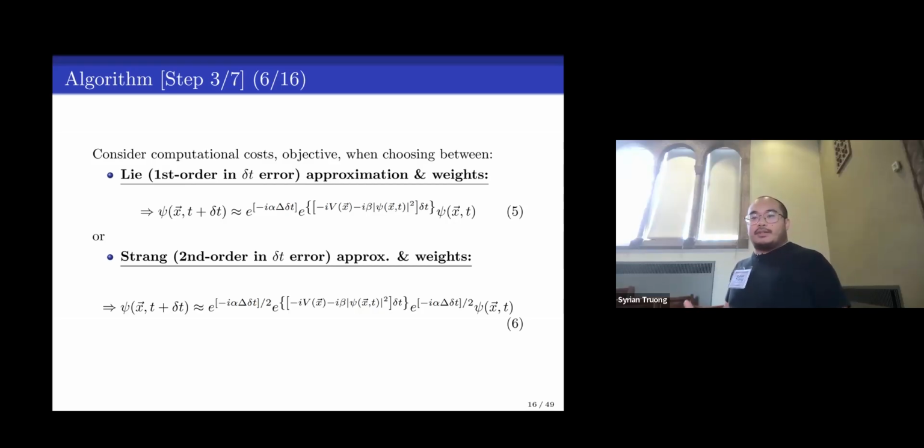You can see that these equations are very similar, 5 and 6. The difference here is that for 5, you do the full time step for the Laplacian operator differential equation and the full time step for the potential and nonlinear term differential equation, utilizing the solution from the Laplacian operator differential equation. But for the Strang one, for the Laplacian operator differential equation, you first have half a time step, then go to the potential nonlinear term differential equation, use the previous solution, and then go back to a Laplacian operator differential equation and complete that last half time step for each full time step.